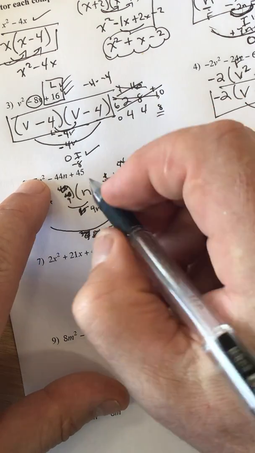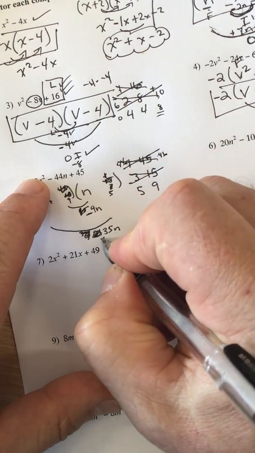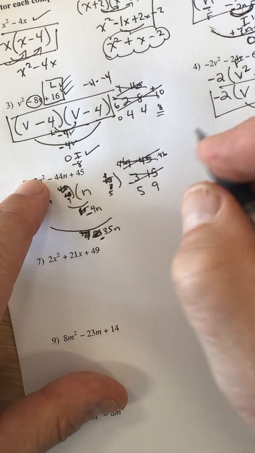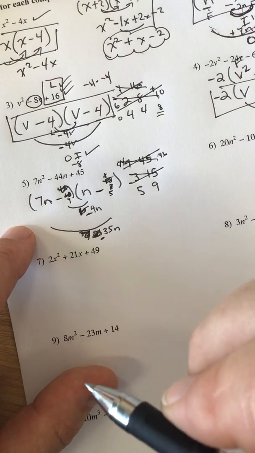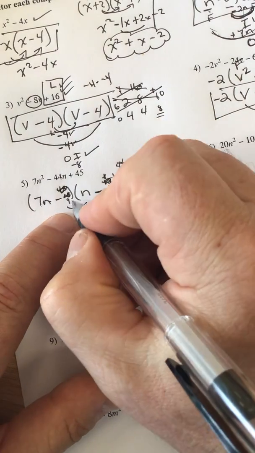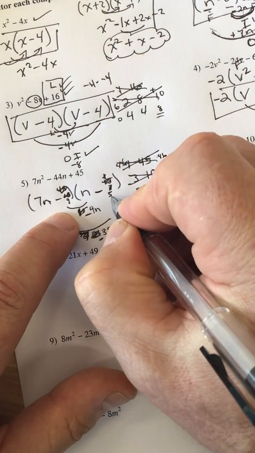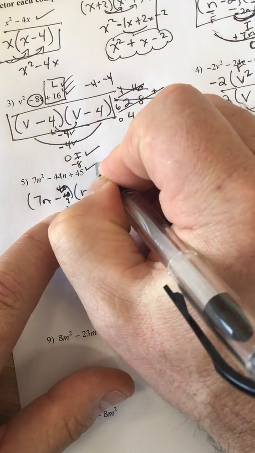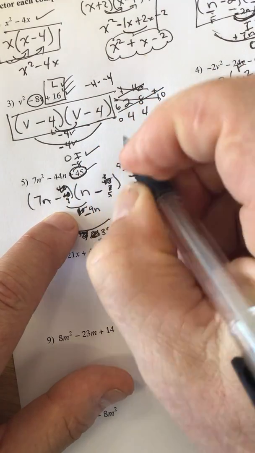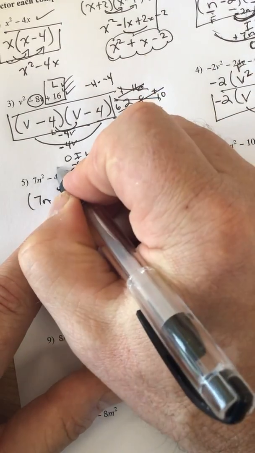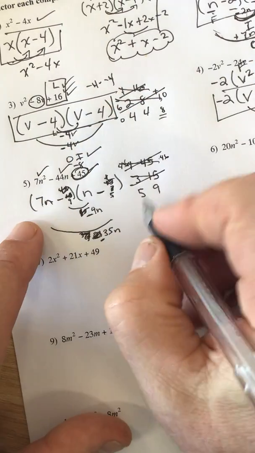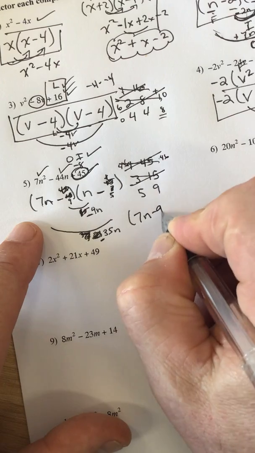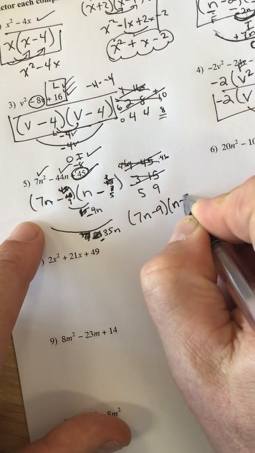I need it to be negative 44. So negative 9 plus negative 35 does add up to negative 44. So that's a negative and that's a negative. So they're both negative. A negative 9 times a negative 5 is still positive 45. So the lasts are okay, the outer inners are okay, and 7 times 1 is still 7. So there's the whole thing, 7n minus 9 and n minus 5.